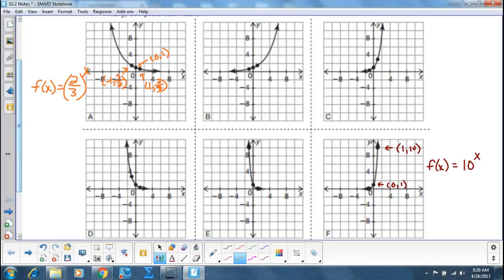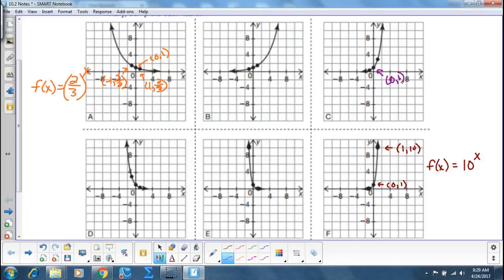Go ahead, Bryce. F of x equals 3 to the power of x would be C. Which one was it? 3 to the power of x? Yes. Okay. Would be C. Rationale? To the power of 0 would be 1. 0, 1.